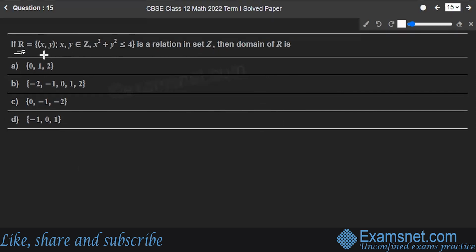Next, question number 15. R is a relation defined by ordered pairs (x, y) where x and y belong to integers and x squared plus y squared is less than or equal to 4. R is a relation in the set Z. Then what is the domain of R? You are given the relation is the set of (x, y) such that x, y belong to integers and x squared plus y squared is less than or equal to 4.